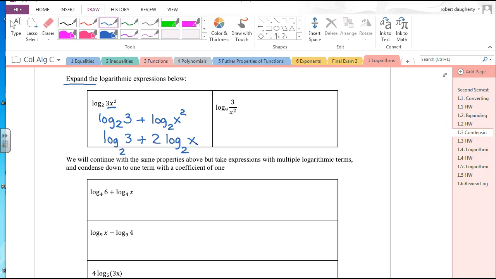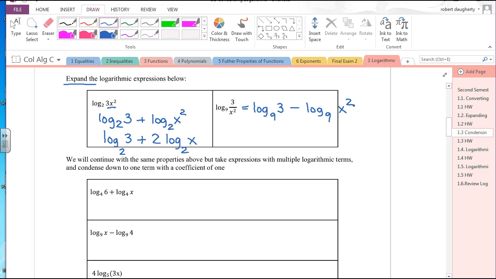Let's look at this one. Do you see products, powers, or quotients? You see powers because x is raised to the second power, but you also see a quotient. It's 3 divided by x squared. So I can write this as the log base 9 of 3, and then what does the quotient rule tell me to do? Minus log base 9 of x squared.